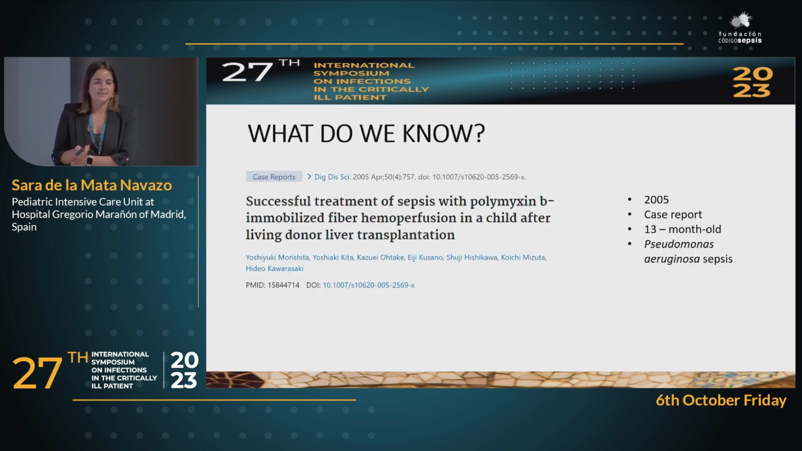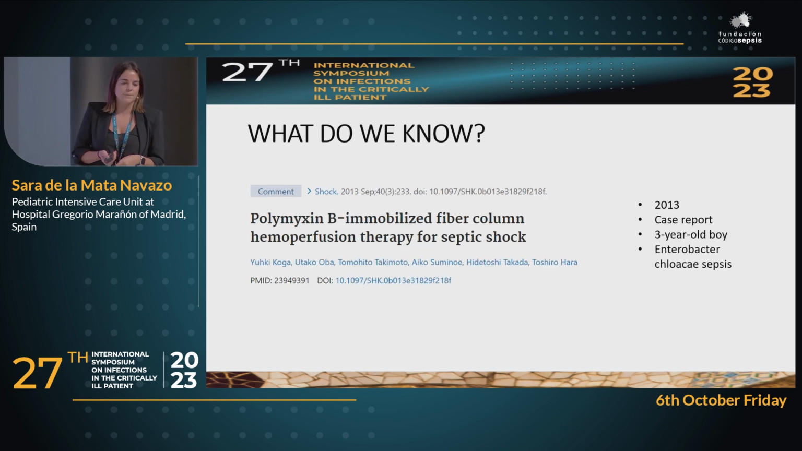What do we know about polymyxin use in pediatrics? Well, I'll tell you that there is not much evidence. So in 2005, this first case report was published. This Japanese group reported successful treatment with a polymyxin-B cartridge in a 13-month-old that weighed 8 kilograms and survived a Pseudomonas aeruginosa sepsis. Then we found another case report published in 2013, also with a successful treatment of a 3-year-old boy that suffered Enterobacter cloacae sepsis.